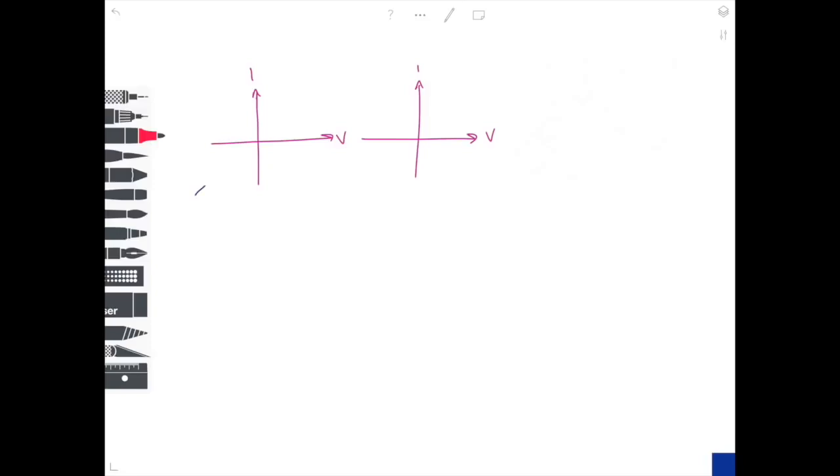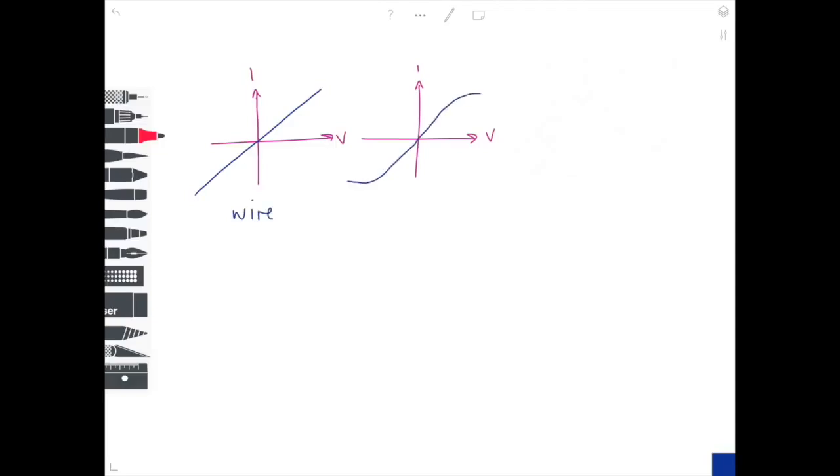Now, a wire obeys Ohm's law, and you'll see that because you can see it's a straight line through the origin. So clearly you can see that as the current increases, the voltage increases, and that's at constant temperature. So a wire obeys Ohm's law.